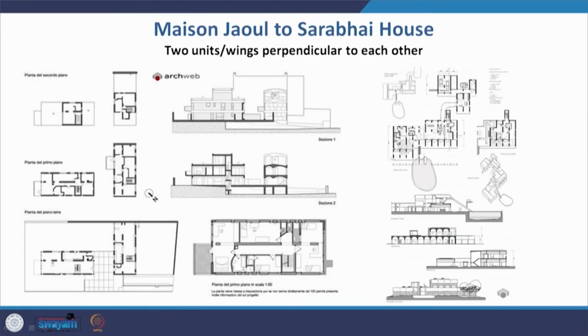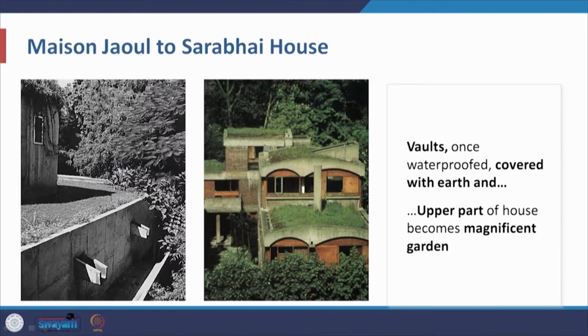Then again the two units or wings, in the case of Villa Sarabai there are two wings which are perpendicular to each other, whereas in Maison Jaoul there are two houses that are perpendicular to each other. The vaults in both cases, once waterproofed, are covered with earth, and then the upper part of both becomes a wonderful roof garden. So we find that in the Villa Sarabai, we find that in the Maison Jaoul.